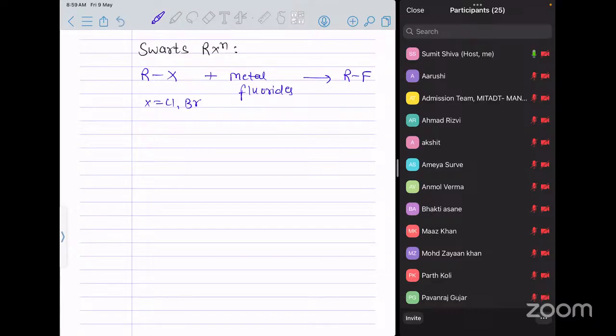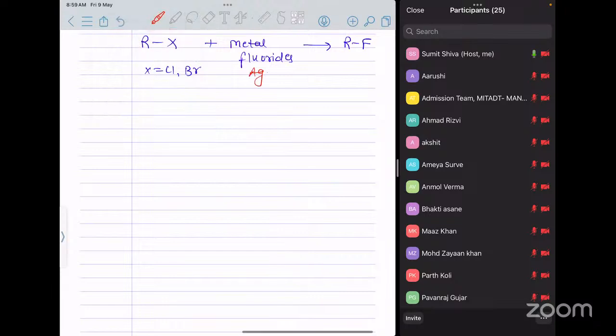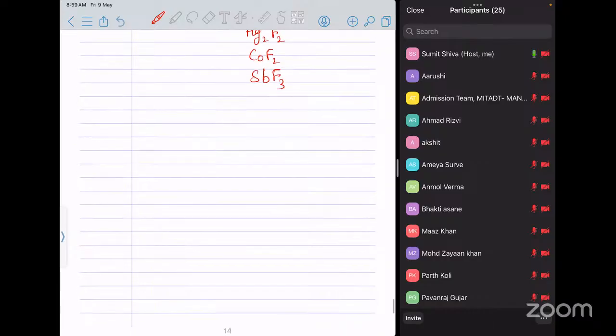Which fluorides? There are certain special fluorides which are used. You can use silver fluoride, AgF, mercury fluoride, Hg2F2, cobalt fluoride, CoF2, and antimony fluoride, SbF3. These are the fluorides which will be used, and this reaction is known as the Swarts reaction. Understood or any doubt?